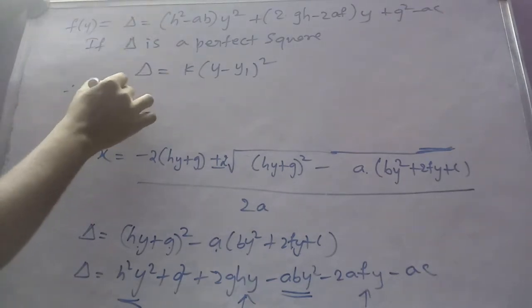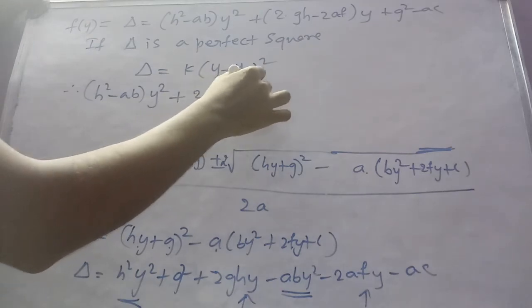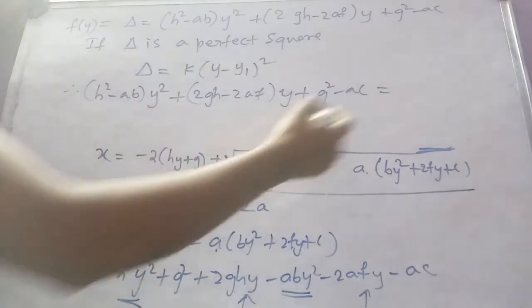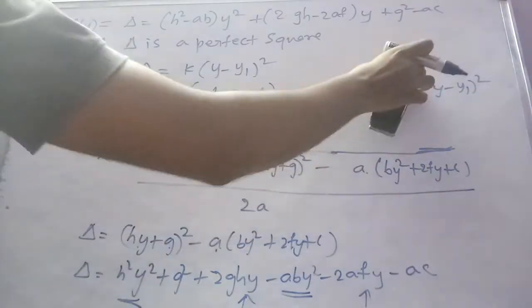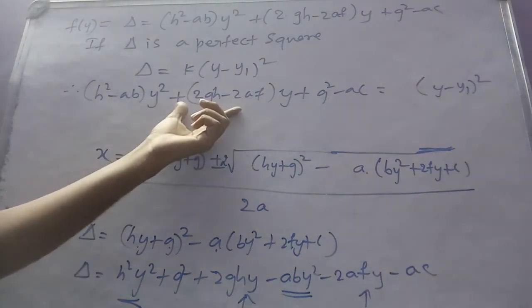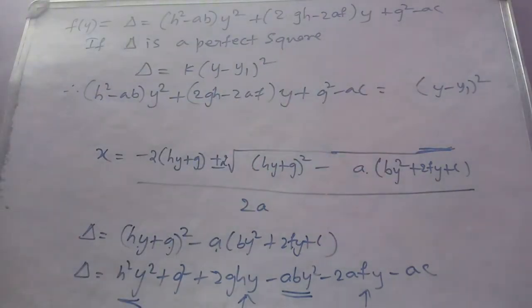Therefore, (h square minus ab) into y square plus (2gh minus 2af) into y plus (g square minus ac) can be written as some constant into (y minus y1) whole square, or you can ignore this constant also. So observe one thing, dear students. This given quadratic equation in terms of y can be written as a perfect square. What is the meaning of it?